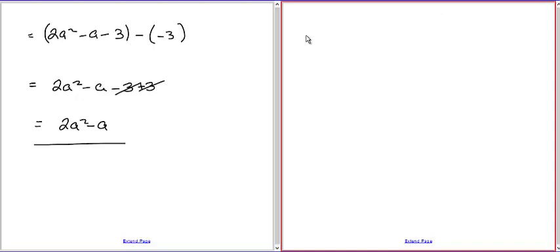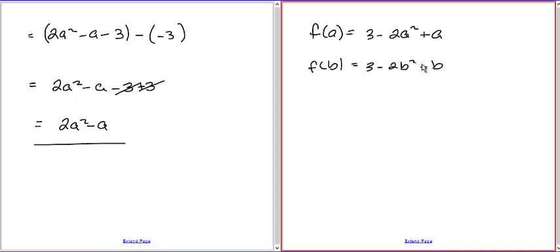So you do that by evaluating f of a, which is going to be 3 minus 2a squared plus a, and f of b is 3 minus 2b squared plus b.